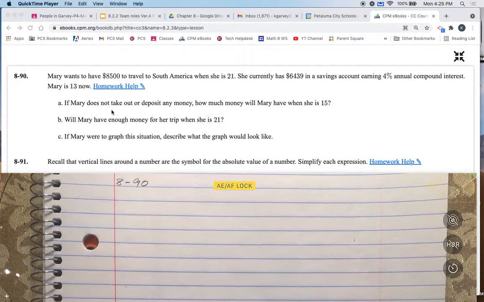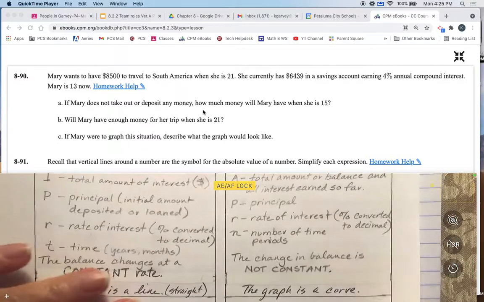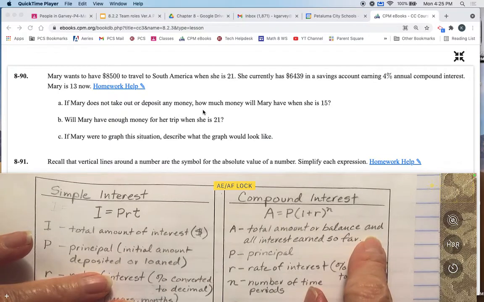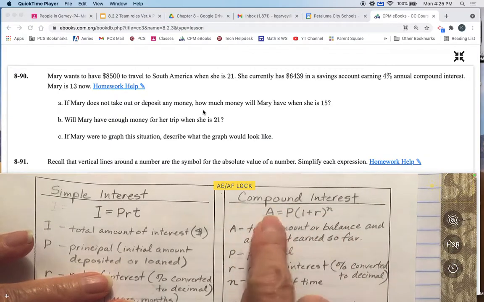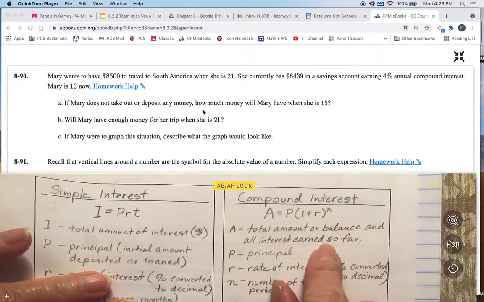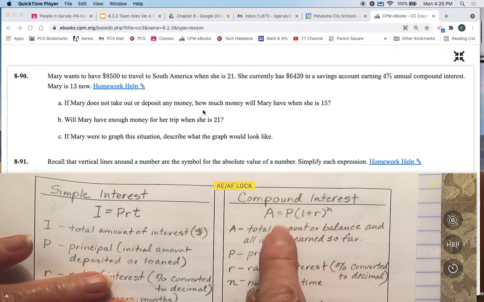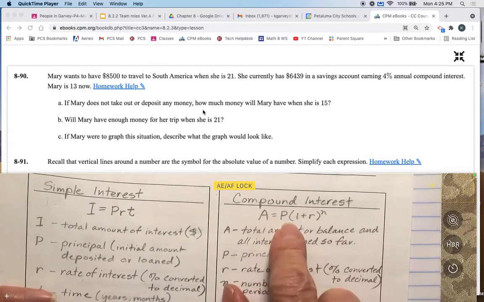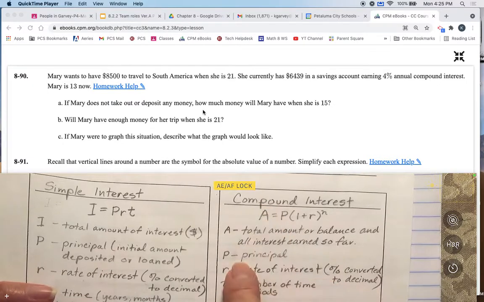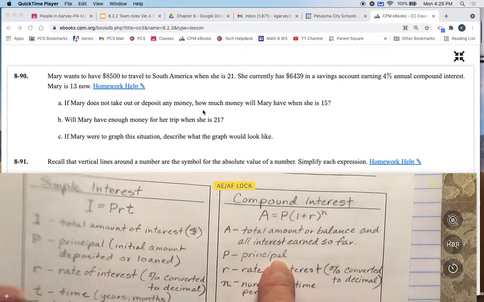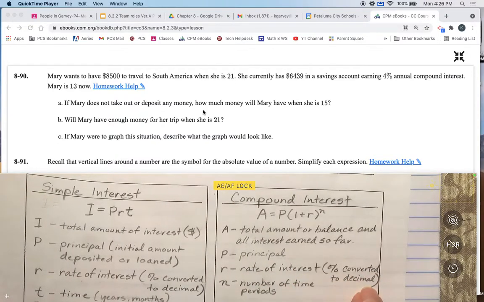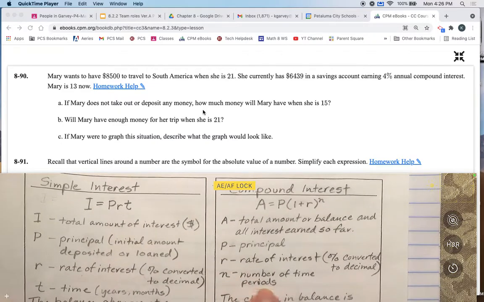So for A, we can use the formula that we have for figuring out the total amount or balance for compound interest. So A is equal to the total amount or balance. And then we just know that we have to plug in the numbers on the other side of the equal sign to figure out what A is. So we need the principal or the starting amount. We need the rate of interest, and we'll need to convert that to a decimal. And then we'll need the number of time periods.